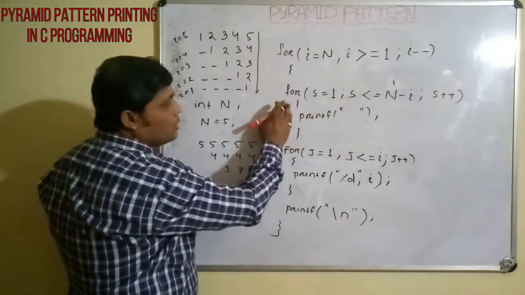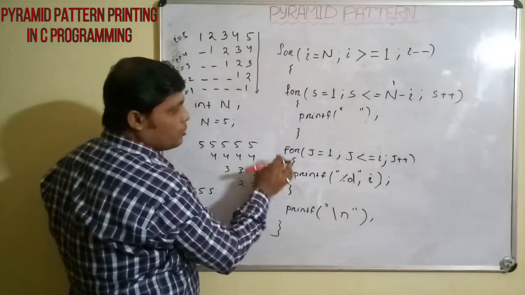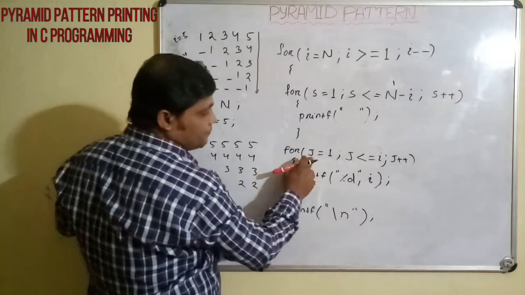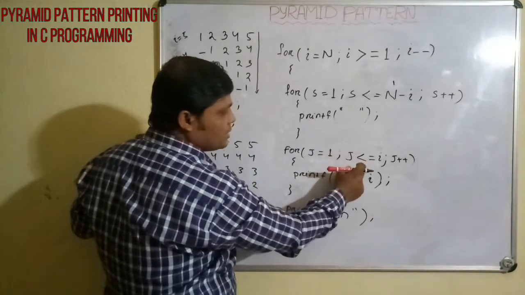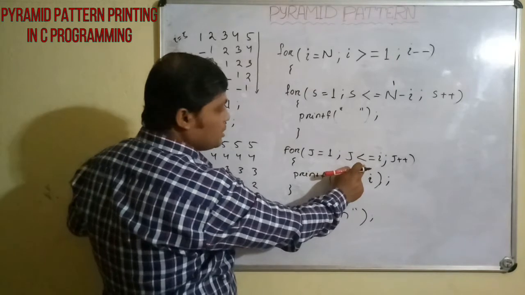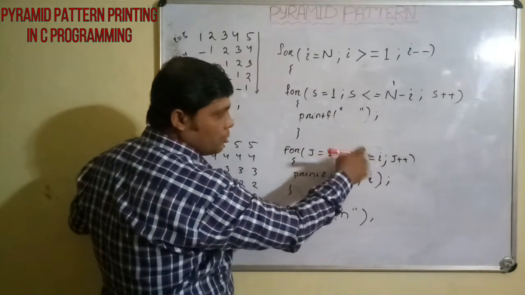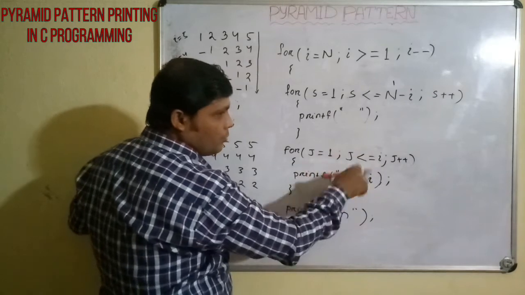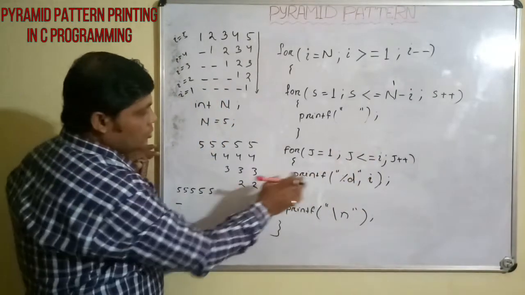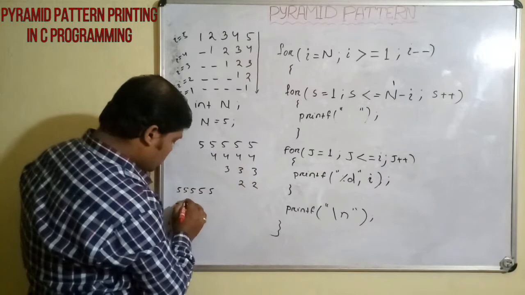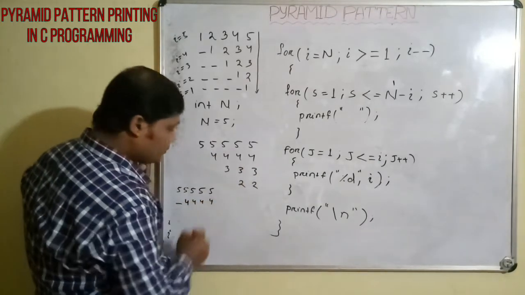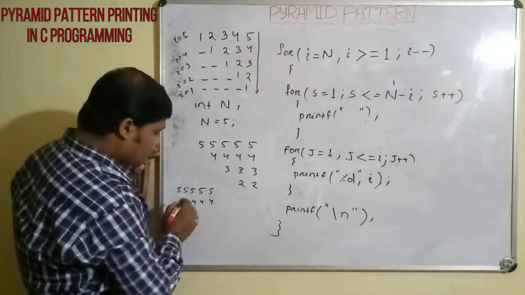Then when this loop ends, it will come to this loop. It will work for what? J equal to 1, j less than equal to I value, which is now 4. So it will work for 1, 2, 3, 4. 4 times this loop will continue and it will print I value 4 times. Clear? So I value is now 4. So it will print 4, 4, 4, 4. Then it will go to the next line.